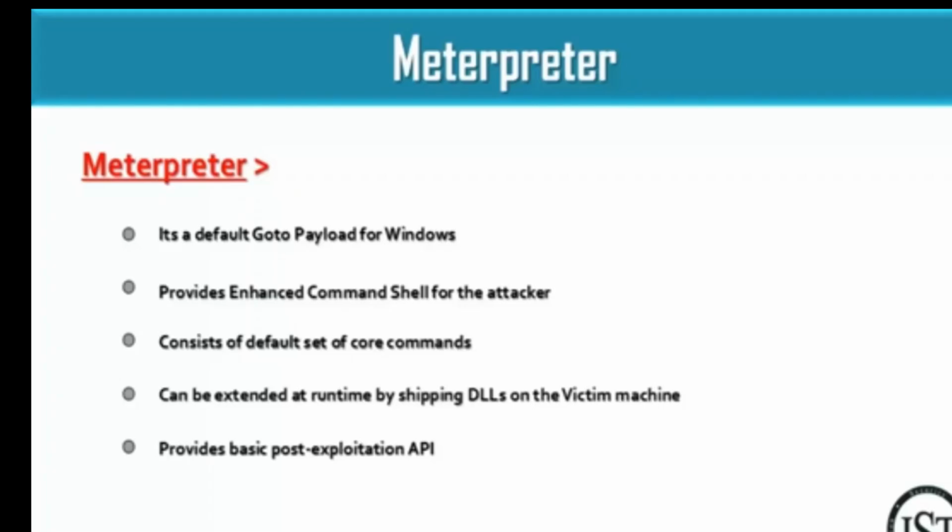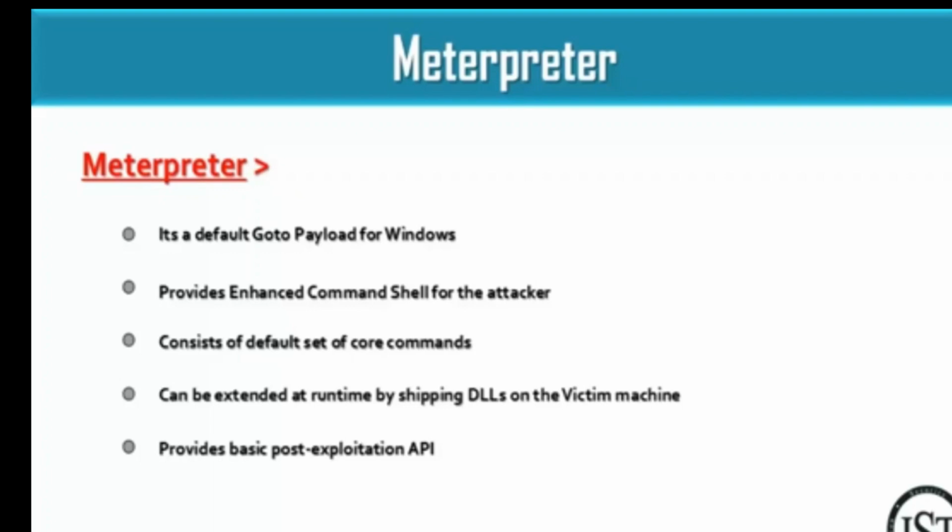In the previous video, we went through the complete overview of the Metasploit framework and its internals. In this series, we will be covering in detail the meterpreter. Meterpreter is often called the default go-to payload for the Windows operating system. This can be leveraged as a payload after exploitation. Meterpreter can be considered a post-exploitation tool.